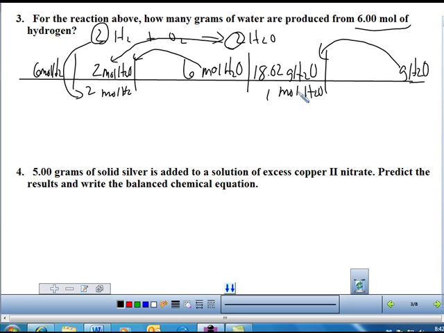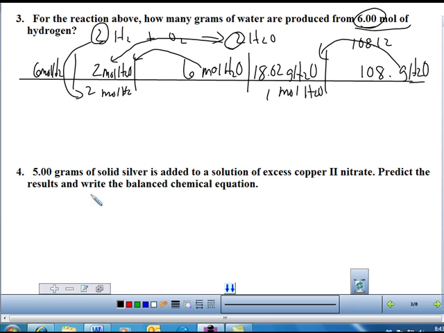Okay, so we multiply that out, and what do we come up with? 108.12. We're given 3 significant figures here, so we have to reduce this to 3 significant figures. Everybody understand that? Any questions about that?